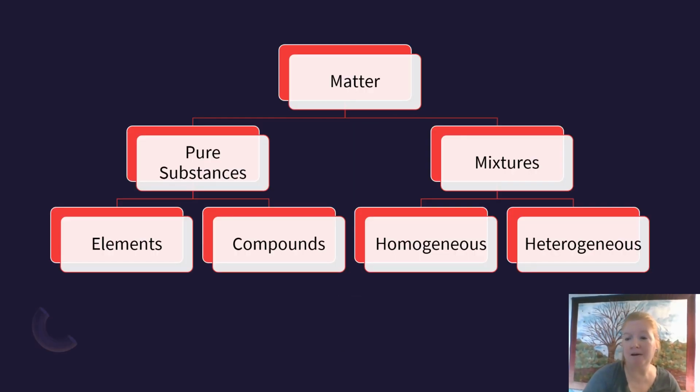Here's how the matter is classified. So matter at the top is basically grouped into two categories, pure substances and mixtures. And then pure substances are subdivided into elements and compounds. And then mixtures are subdivided into homogeneous and heterogeneous.